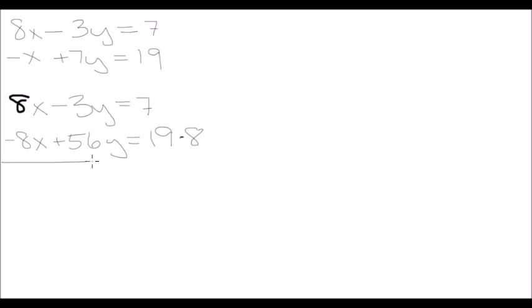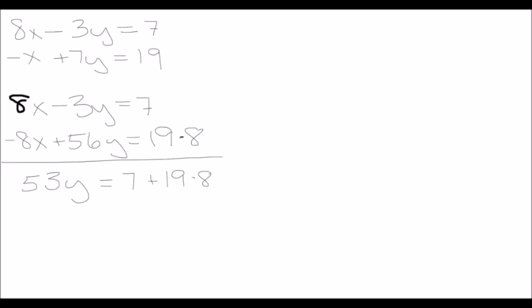So what I'm going to do now is add these two equations together. So my 8x minus 8x is equal to 0. I have 56y minus 3y. So that would be 53y is equal to 7 plus 19 times 8.